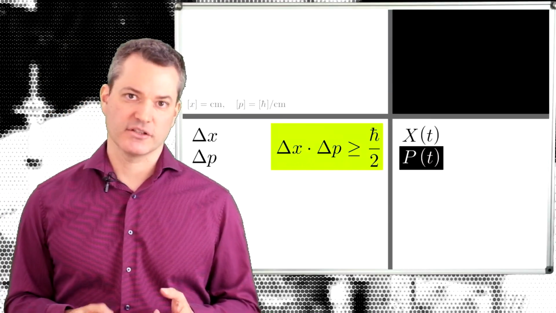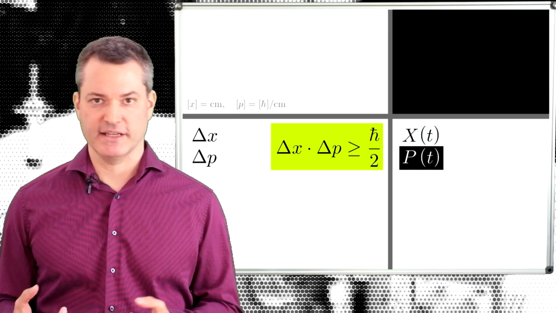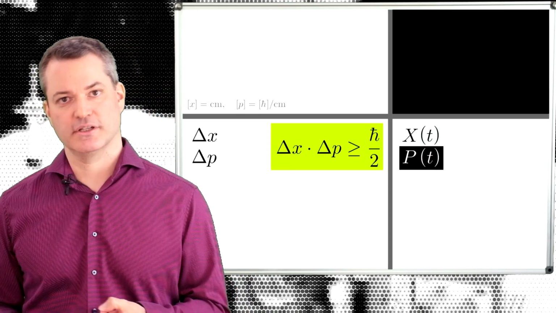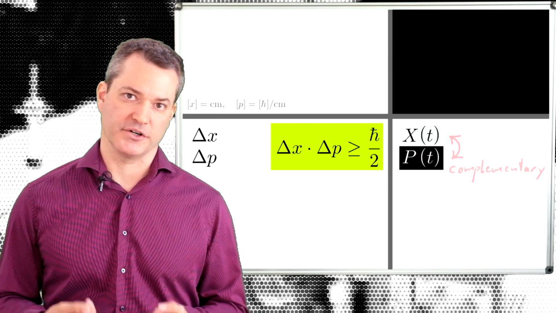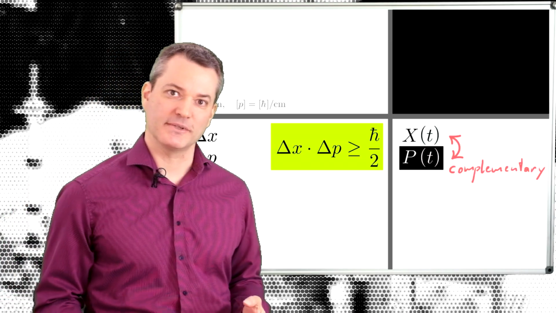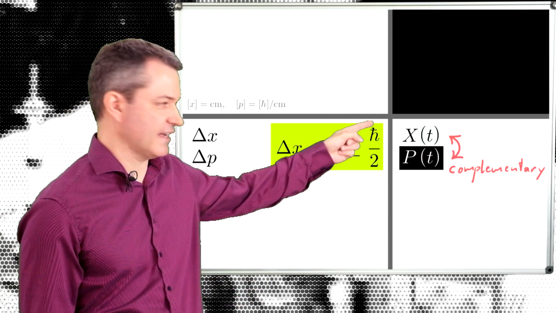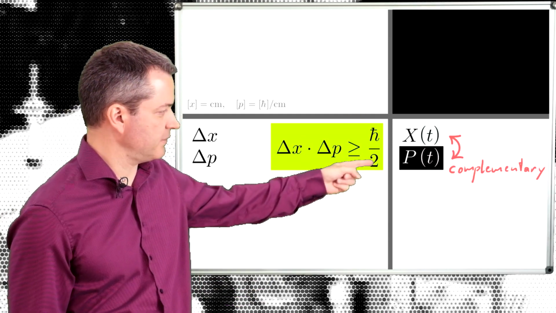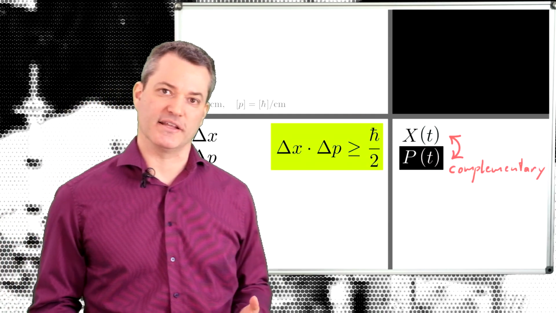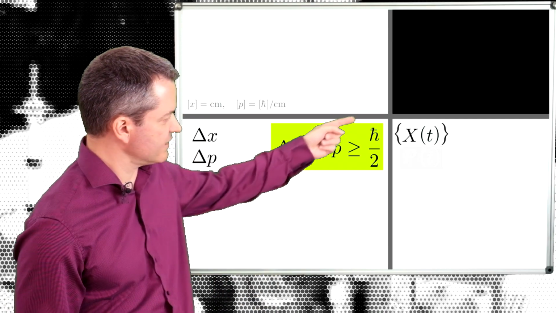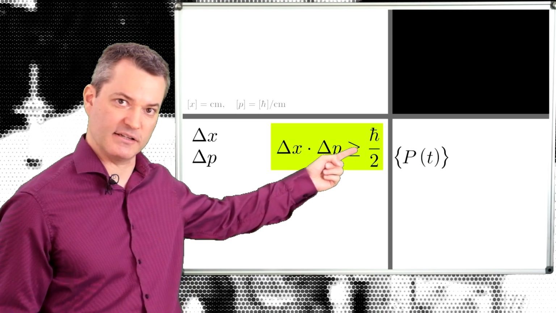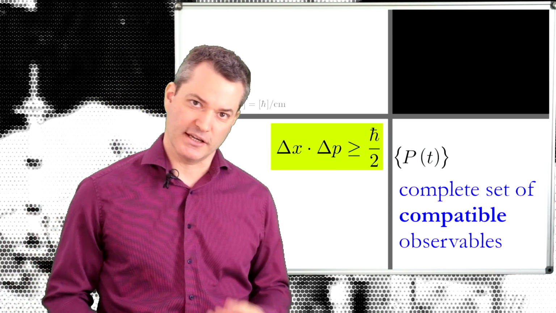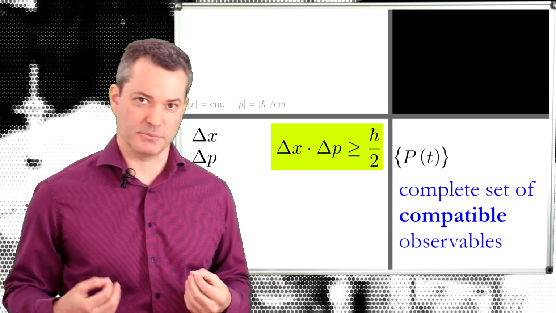If we cannot know two quantities simultaneously, even in principle, we call them incompatible or complementary. In our example, the position X and the momentum P are complementary to each other, and either X by itself or P by itself constitutes a complete set of compatible observables.